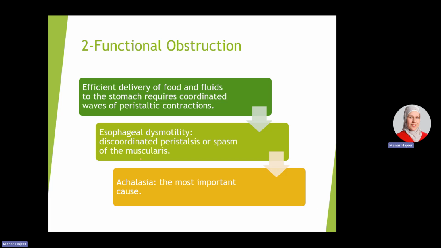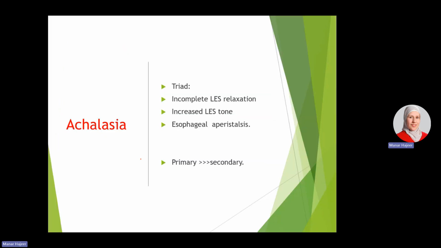The functional obstruction, in which you do not see something that interferes with the passage of food, but there is an abnormality in the innervation. As you all know, efficient delivery of food and fluid to the stomach requires coordinated waves of peristaltic contractions. An esophageal dysmotility leads to discoordinated peristalsis or spasm of the muscularis propria of the esophagus, and this will lead to inefficient delivery of food through the esophagus to the stomach. Achalasia is the most important cause of functional obstruction.